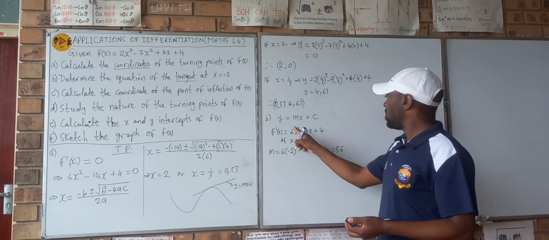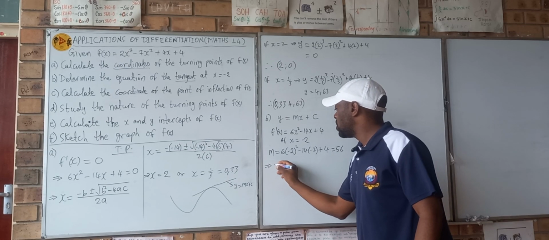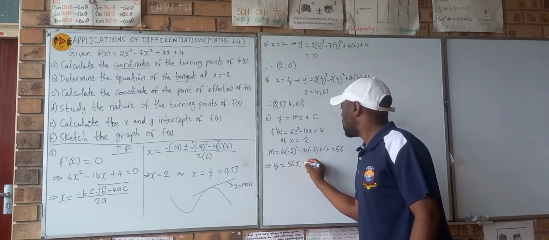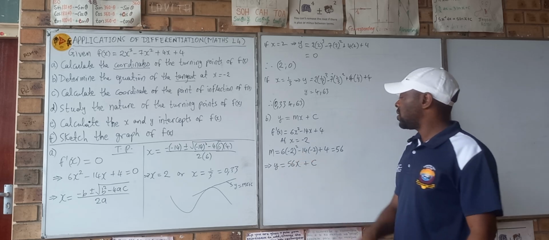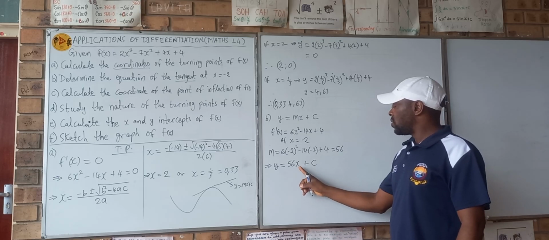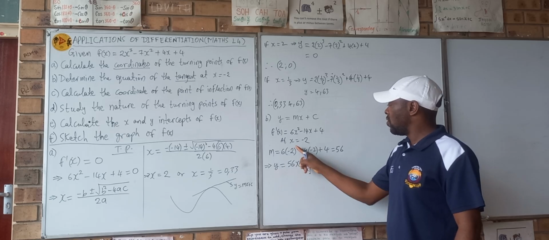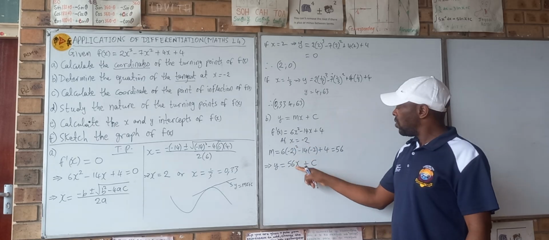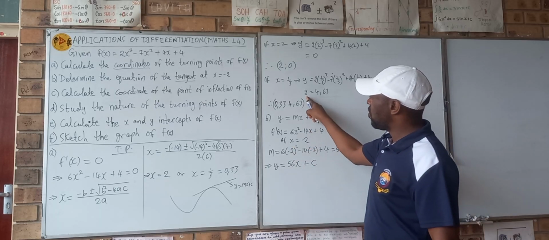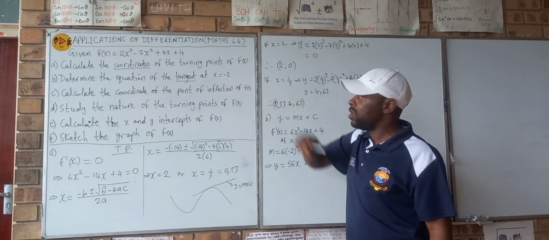So now that I see my m, I immediately bring it there. So my equation becomes y equal to 56x plus c. But you can see we still need c. And to get c, all I need is to substitute the values of x and y. For now, we know x as negative 2, but we don't know y. Each time you need y, just like we were looking for y and the coordinate of the turning point, we must go back to the original equation.